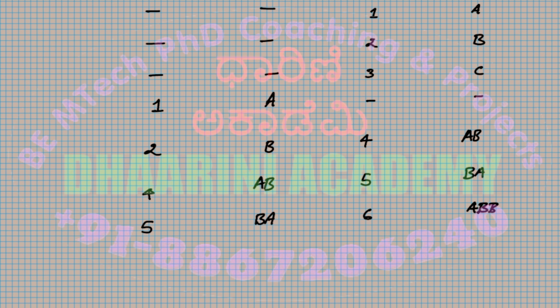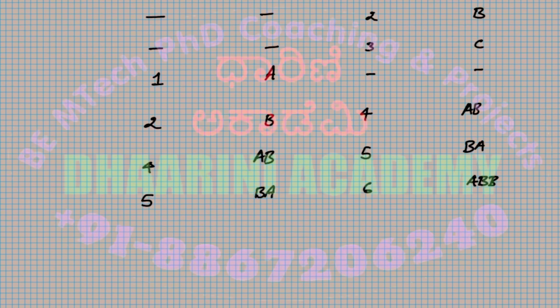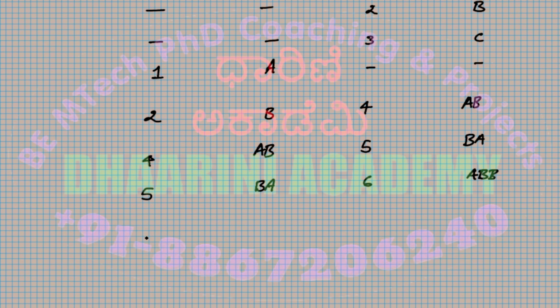So that is ABB. After 5, let's go back. You receive a 2. 2 means what? Just go back and check what is 2. 2 is B. So what should be the seventh data that you are updating? BA, and there is only one, so it is BAB.